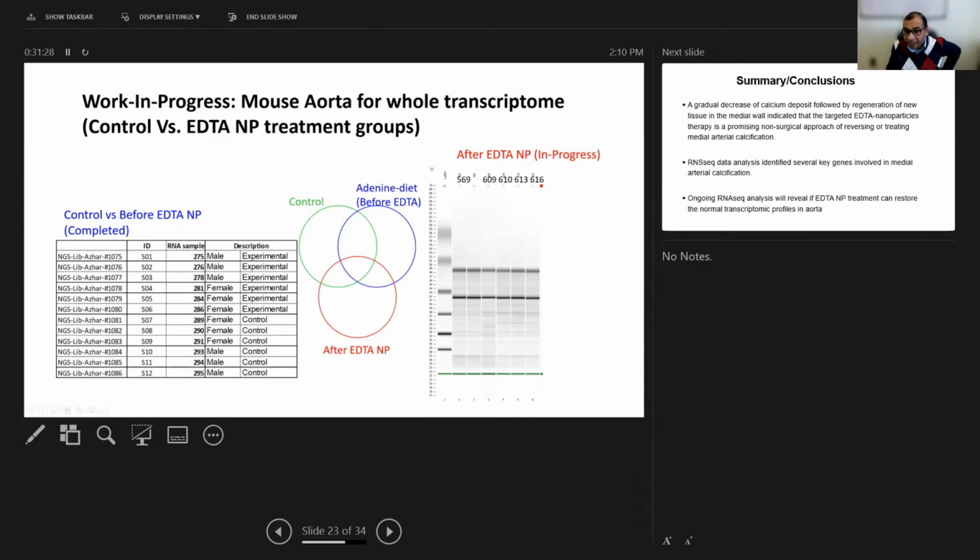So once we get that data, the idea is basically we will compare those to the before the EDTA treatment. So we want to know the genes that are differentially regulated by EDTA treatment. Can we actually reverse those gene expression back, and then can we restore the normal transcriptomic pattern of the control animal? That's really where we are heading, and hopefully we'll have this in a couple of months.